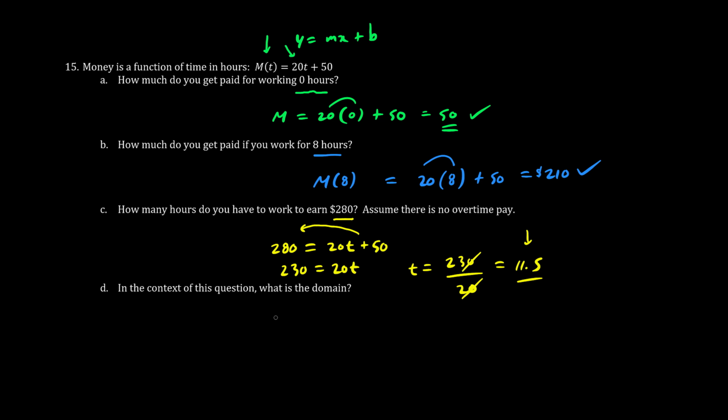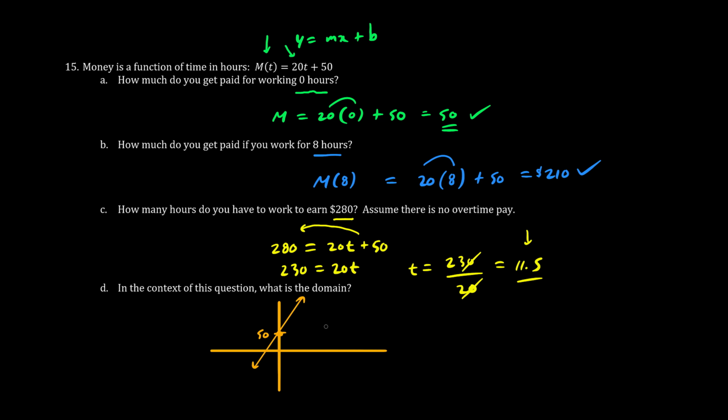Okay, so let's sketch this line just to visualize what's happening with this question. We start off at $50 as the y-intercept, and we'll just say that the slope is 20. We'll just make it quite steep, like this. This diagram is not to scale. So generally, as each hour passes by, we make more money, and another hour passes by, we make more money.